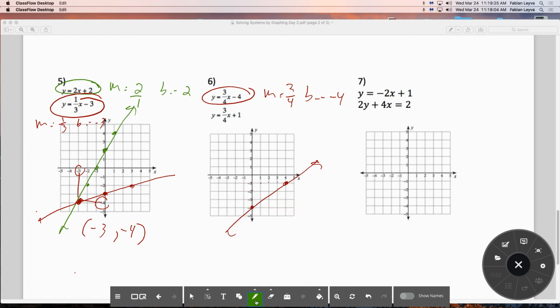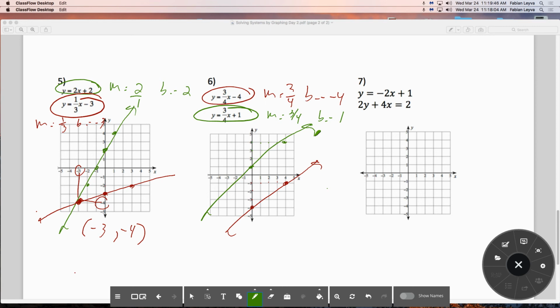Let me change colors so that you know I'm graphing the second one. Notice that your slope is going to be 3/4, and your y-intercept is going to be 1. So whenever your y-intercept is 1, it's going to intersect the y-axis there, and I'm going to go up 3: 1, 2, 3, and over 4: 1, 2, 3, 4. So what do you guys notice between these two graphs?